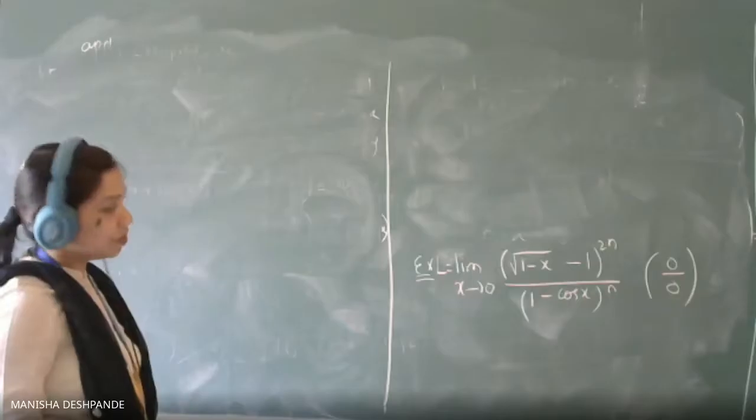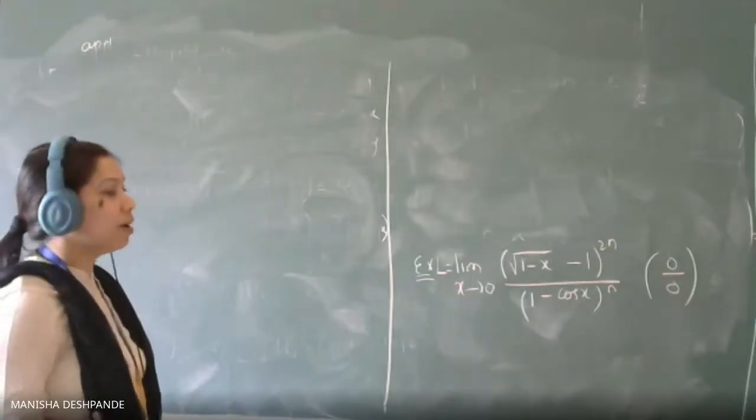Ma'am, the power is n times. If we take log, the n will be eliminated, no? We can take log on both sides. Yes, try to take log and then see how complicated it becomes. It's not simple, Ma'am. We can also square the numerator, and then both the powers will be n.